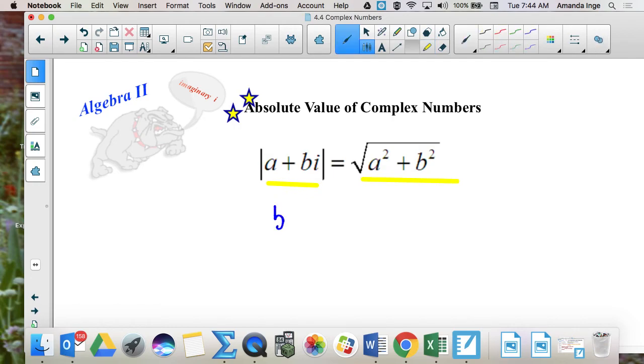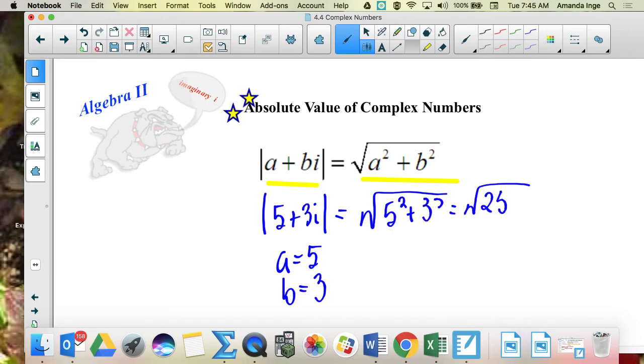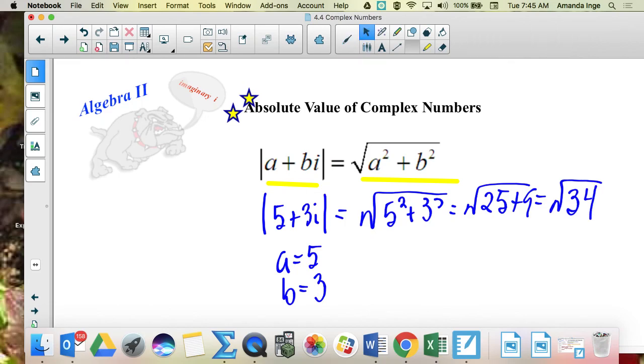So if you had the number 4 plus 3i, absolute value of it, you would just take a would be equal to 4, and b would be equal to 3. So you get 4 squared plus 3 squared, or the square root of 25 plus 9. This is the square root of 34. The absolute value of a complex number is always a real number.